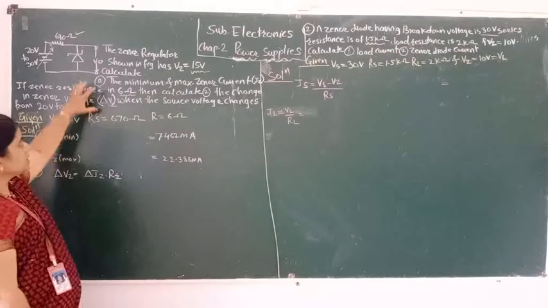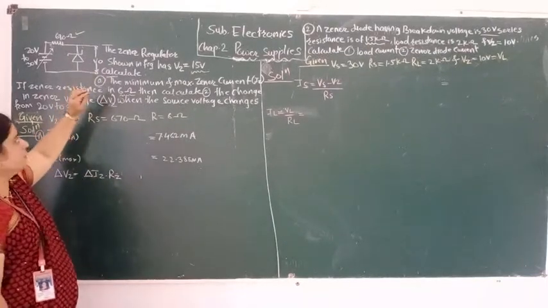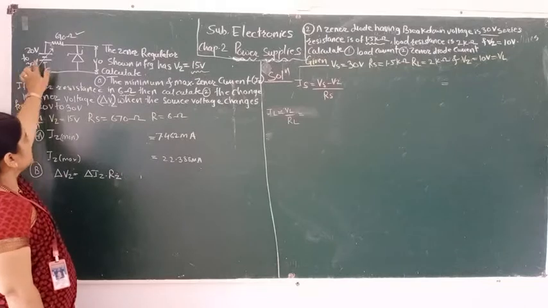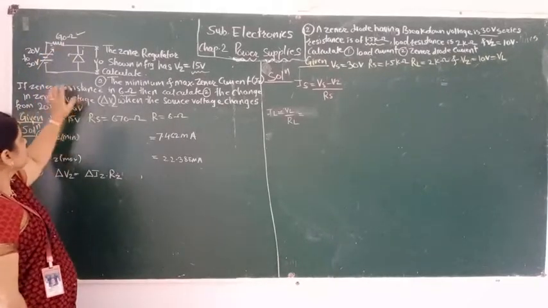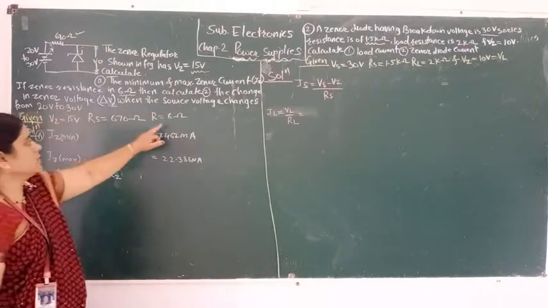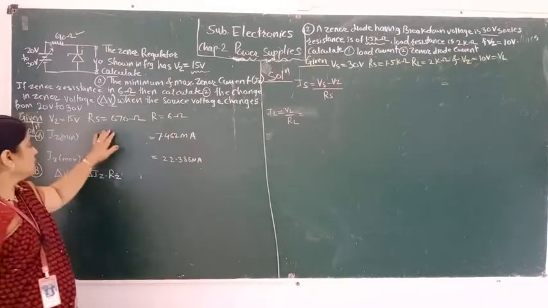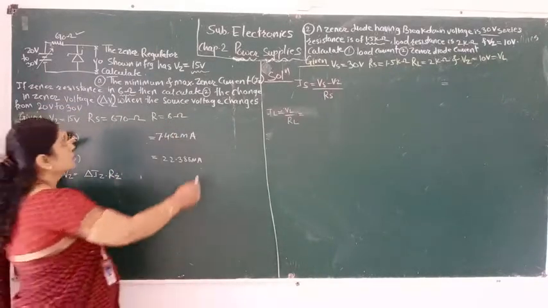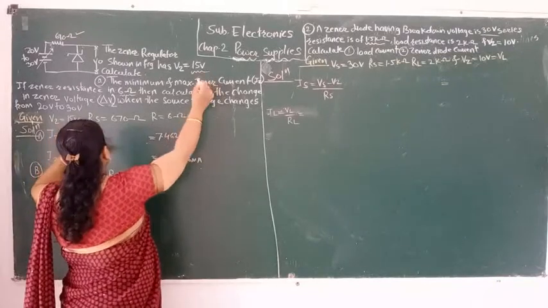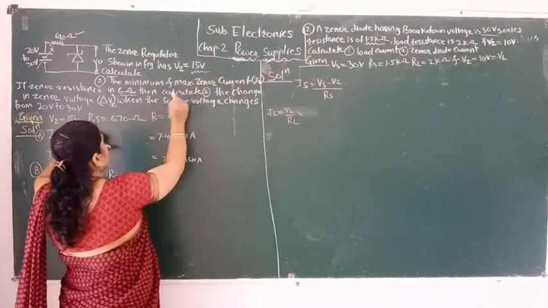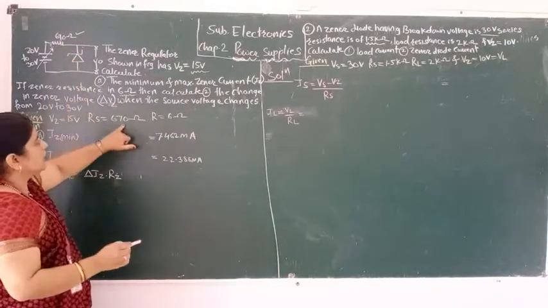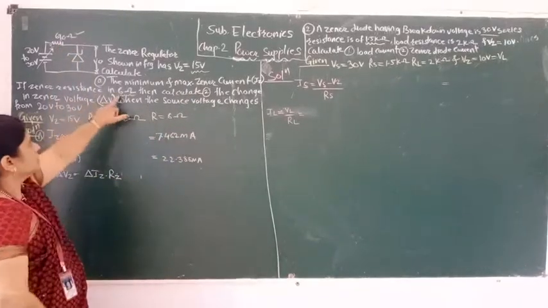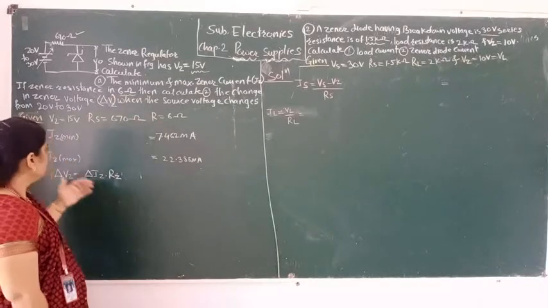Do all of you understand the example problem? What is given? This variation is given, RS is given, and a 6 ohm resistance is given. In the given, we have written Vz, that is 15 volt, then RS is 670 ohm, and this R given here is 6 ohm. Now the solution, see here.